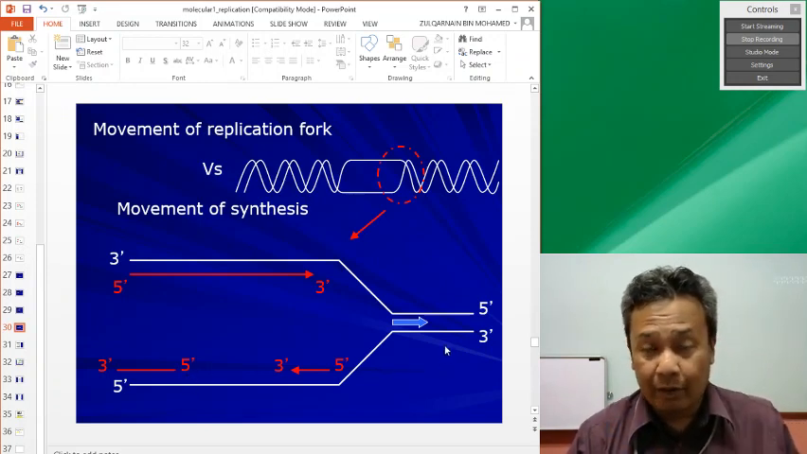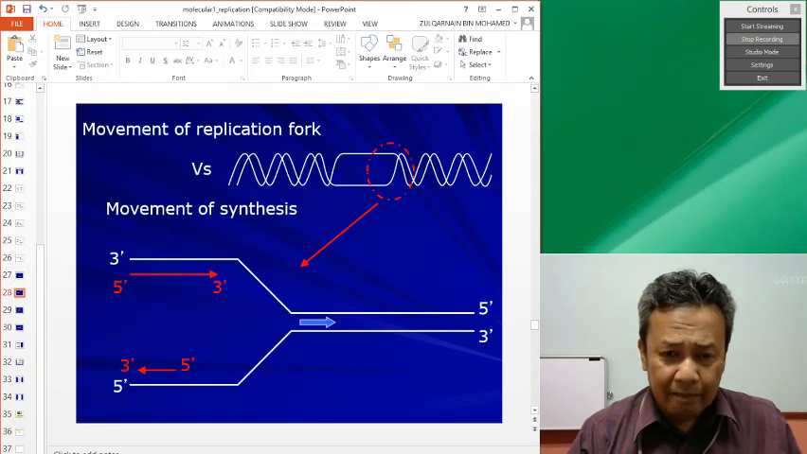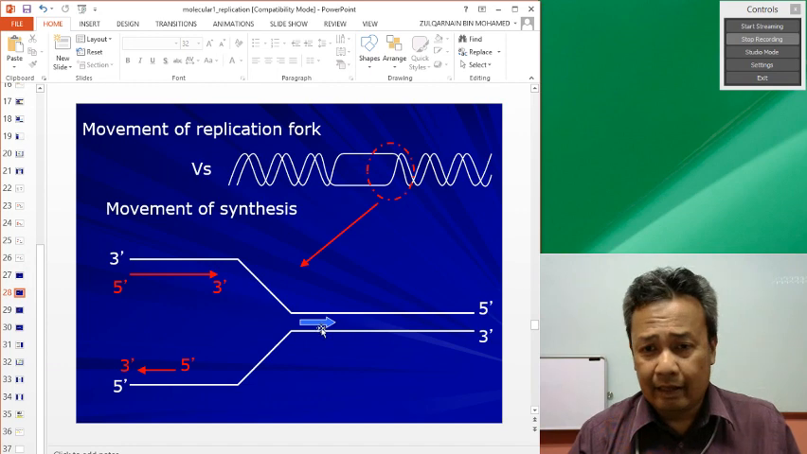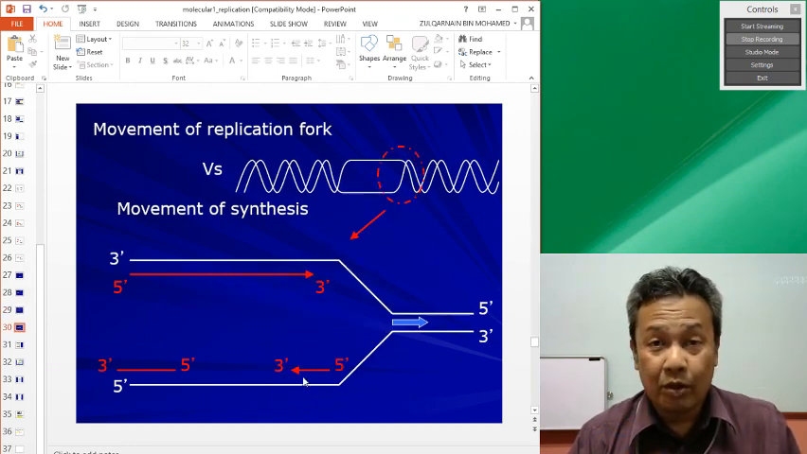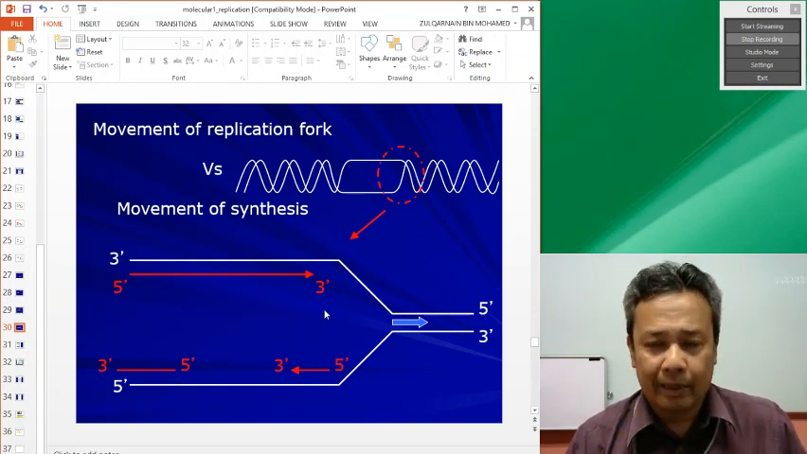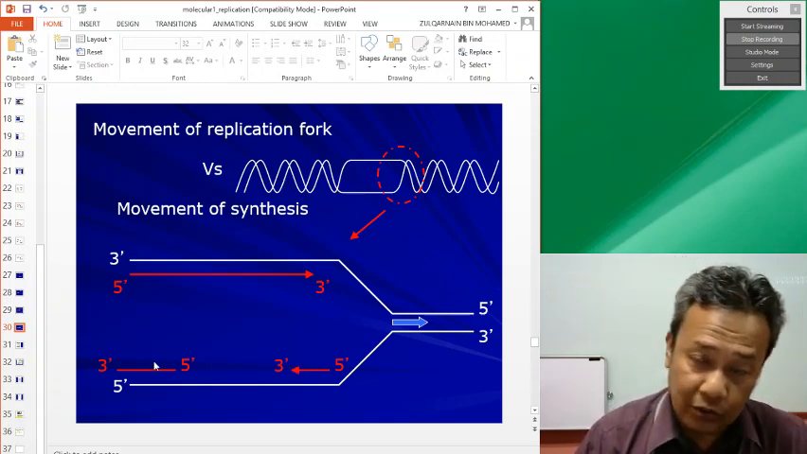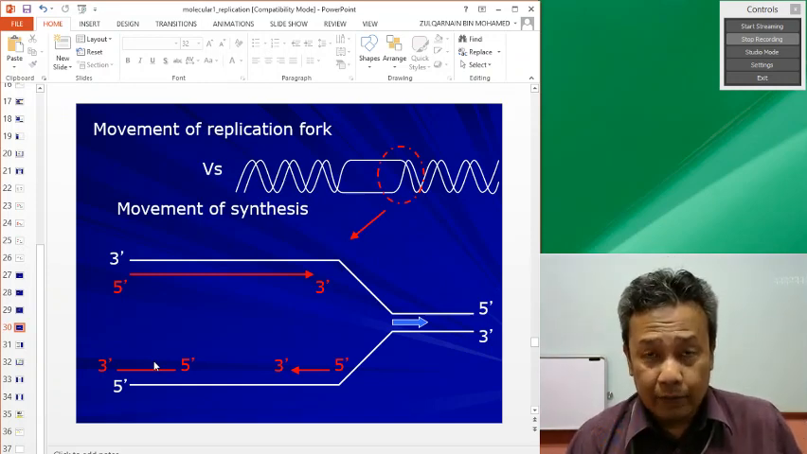It goes away from the fork. So that's why, if I rewind this a little bit, as the fork moves on, it requires the synthesis of a new primer molecule. All right, this is a primer molecule, and then your DNA polymerase can join in and continue this strand to cover that up. All right, now you go and watch the videos.